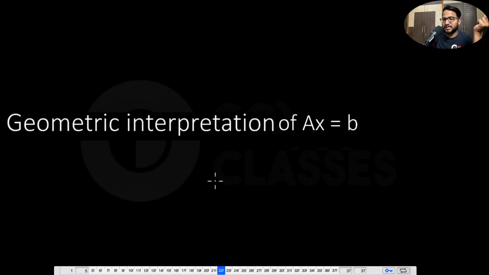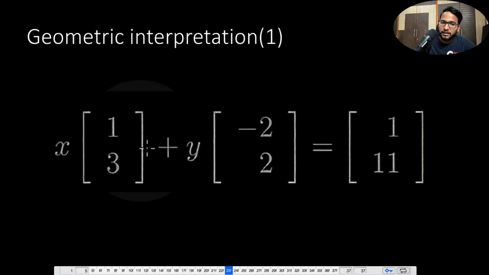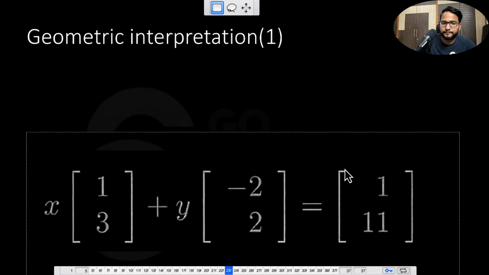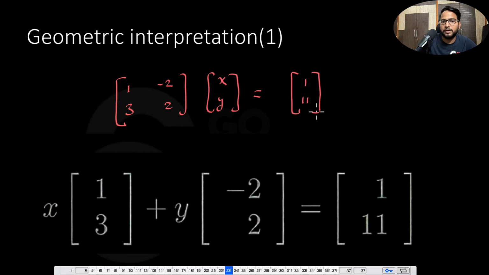Can we understand this Ax equal to B geometrically? Let's just see. So suppose that Ax equal to B is given. For now, I'm writing this Ax equal to B as a linear combination of columns, as you know that we can do it, right? See, suppose this Ax equal to B is given, which is something like this, which is basically 1, 3, minus 2, 2, and then x, y, which is equal to 1, 11, right? Now we can write this Ax equal to B as a linear combination of columns. That's what we can do for our understanding.